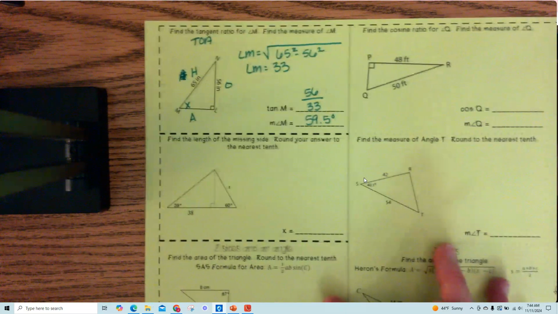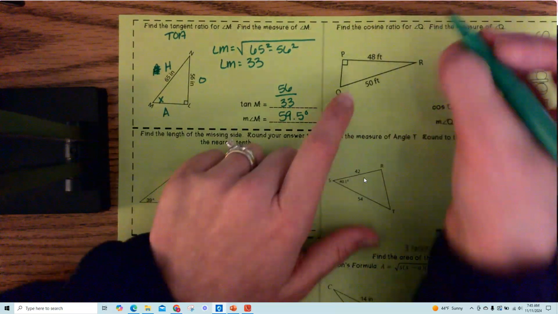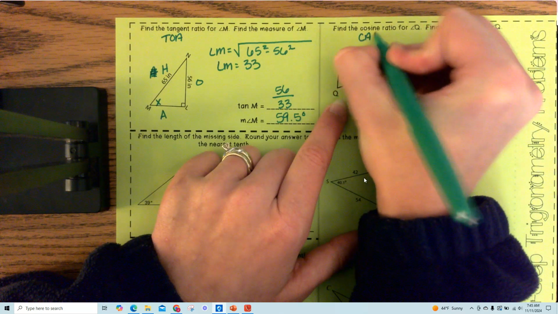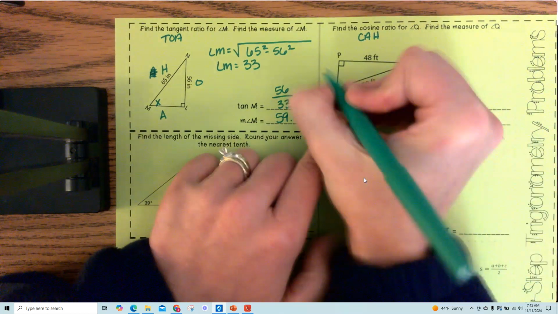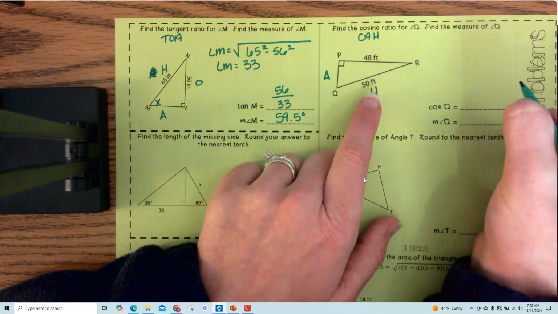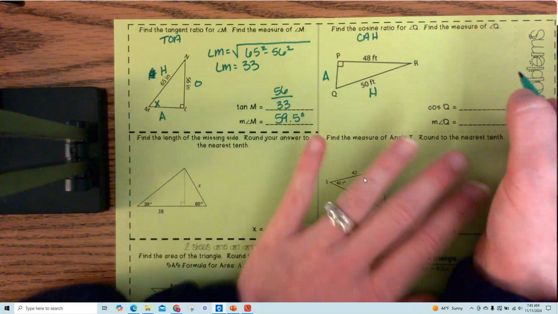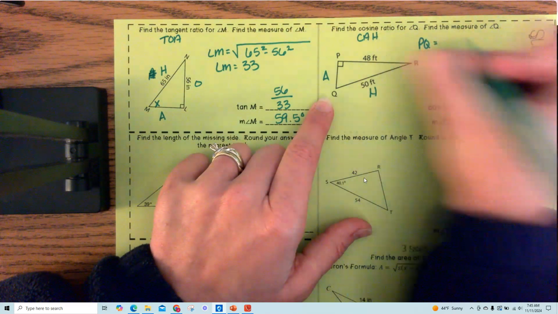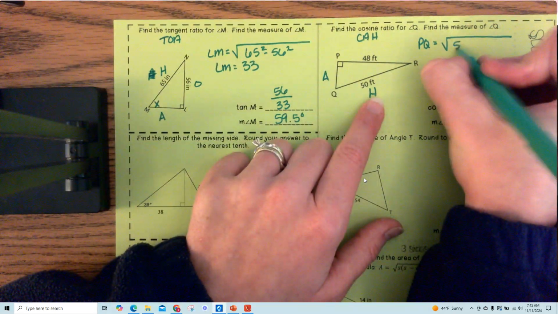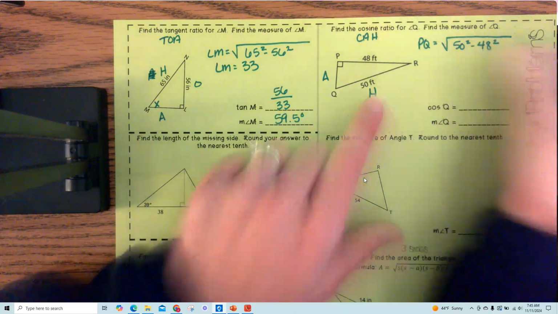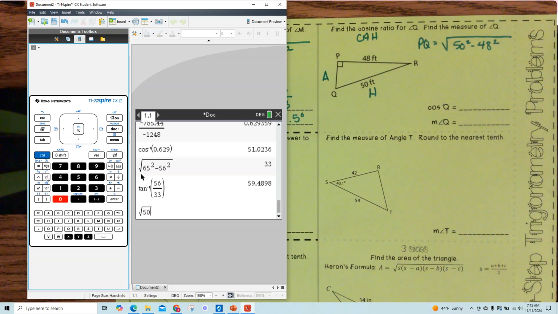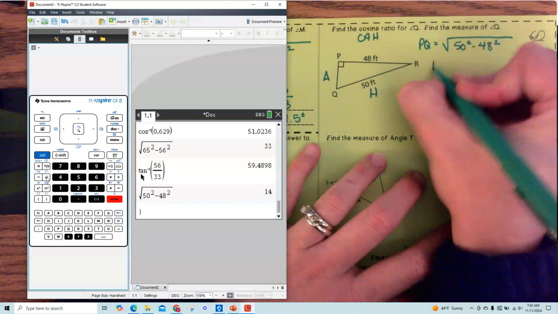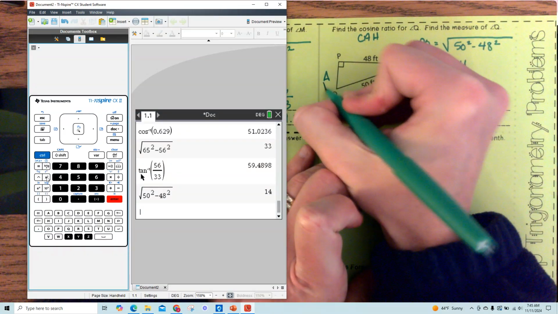Okay. Find the cosine ratio for Q. So cosine is CAH. We need adjacent and hypotenuse. So here's the hypotenuse, but I don't have the adjacent side. But again, I can use Pythagorean theorem because I've got two sides. So PQ is equal to the square root of 50 squared minus 48 squared. So PQ, this side here, is going to measure 14.